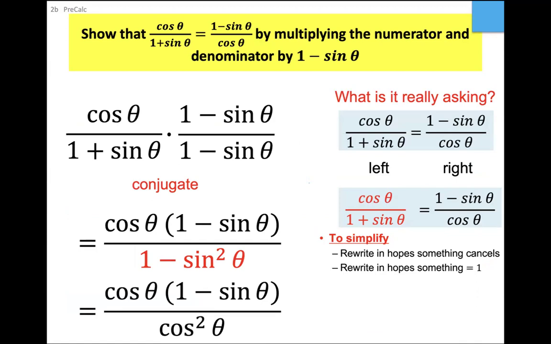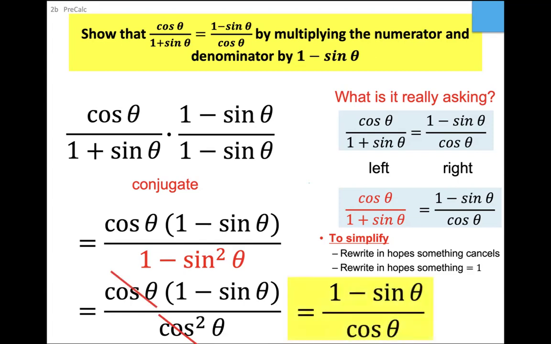On the top, we have a cosine theta. On the bottom, we have a cosine squared. Remember, cosine squared theta, there's two of them. So I could cancel one off the top and one off the bottom. The top one would completely disappear, and the bottom would turn into cosine theta. And on the top, you're left with 1 minus sine theta. Remember, that's what we were trying to show. We were trying to show that the left side is equal to this right here, and we just did it. So this is the show that principle right here.